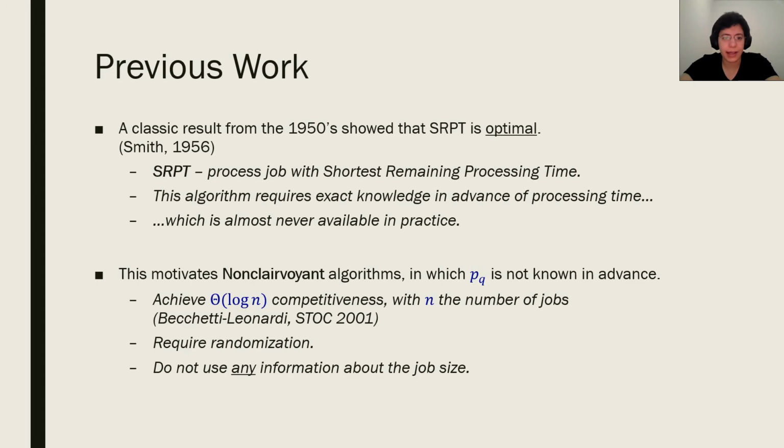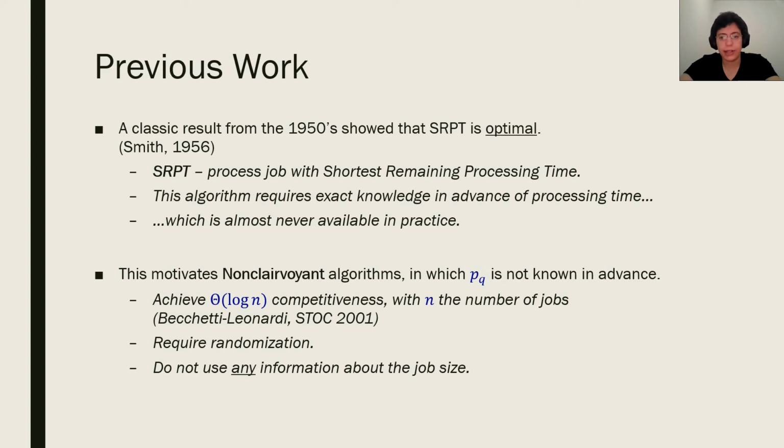And this assumption actually motivated the line of work on non-clairvoyant algorithms. In non-clairvoyant algorithms, the processing time of jobs is not known in advance. So the algorithms work on jobs and only become aware of the processing time of jobs when the jobs are actually complete. Such algorithms achieve Theta of log n competitiveness. n is here the number of jobs.